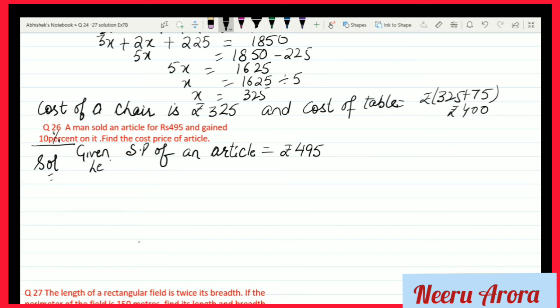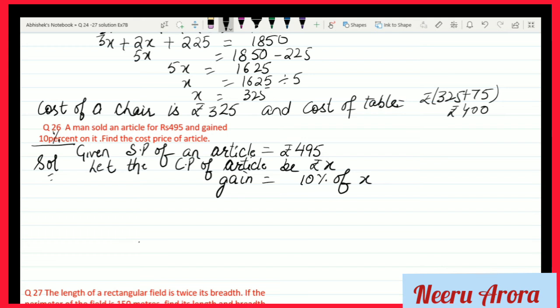So let the cost price of the article be rupees X. And gain is always calculated on the cost price. So gain is equal to 10% of X. That is equal to 10 upon 100 into X. 0 cancels with 0. And that is equal to X by 10.